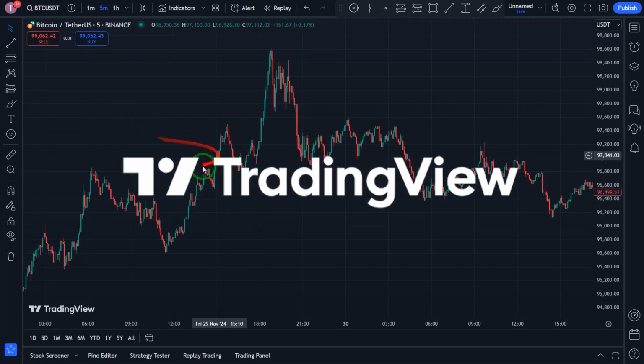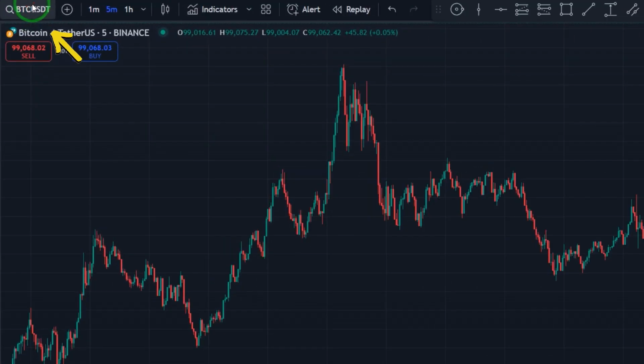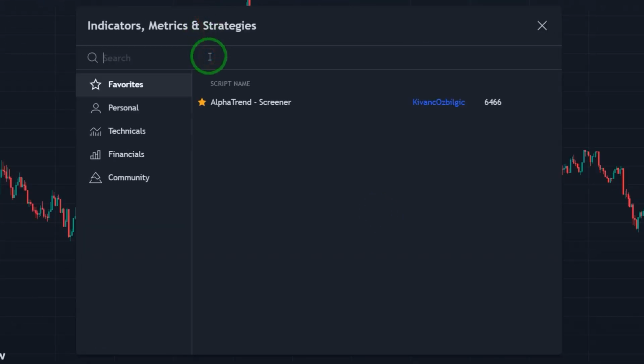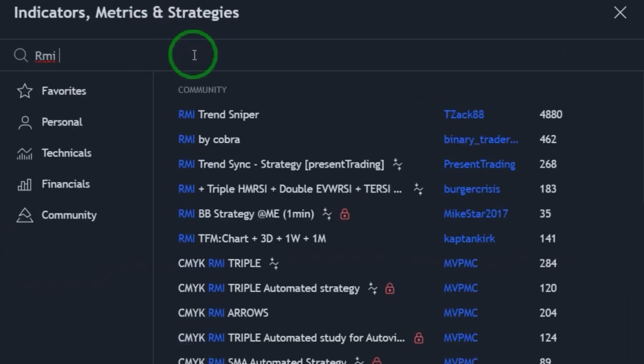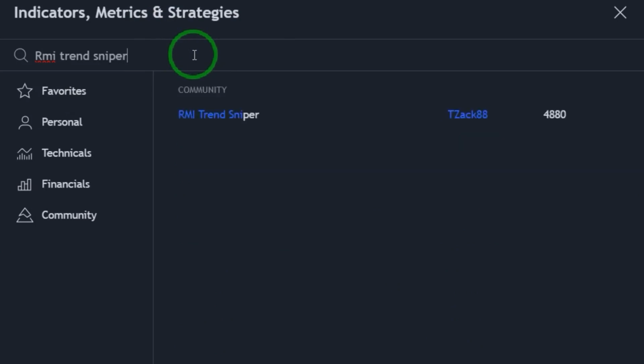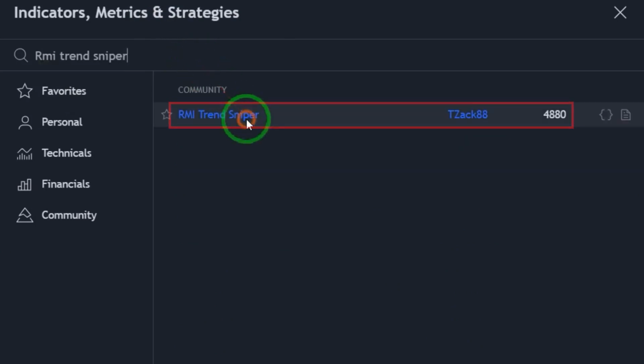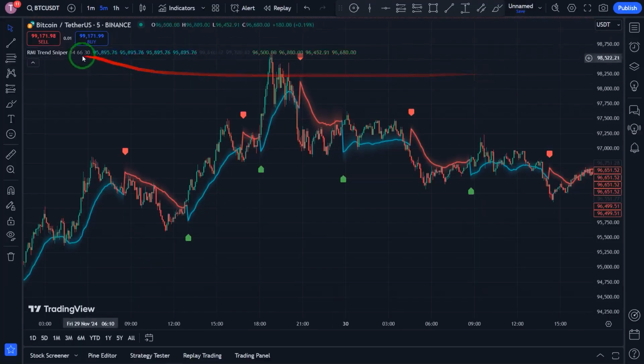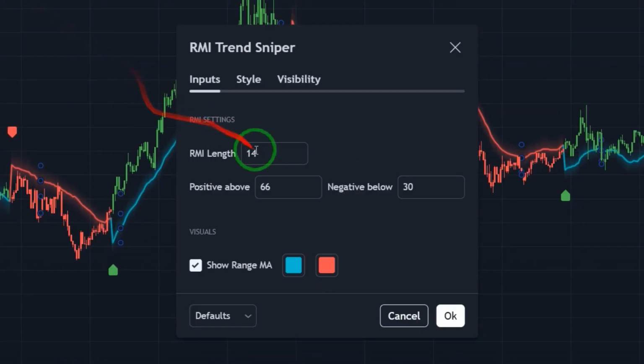First, go to the TradingView website and then select your symbol. Now set your time frame to 5 minutes. After that, go to the indicators section and type in the search box RMI Trend Sniper. Now just click on it to add it to your chart. Now let's go into its settings and make some adjustments.